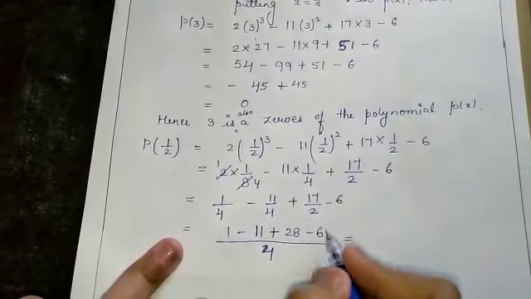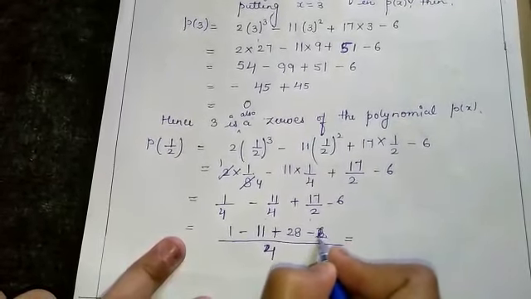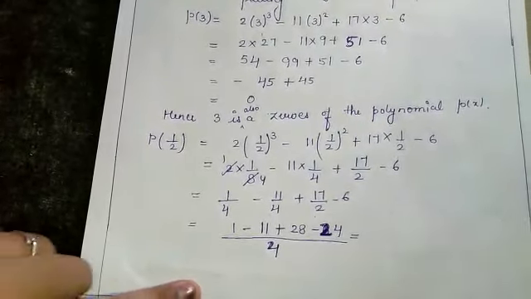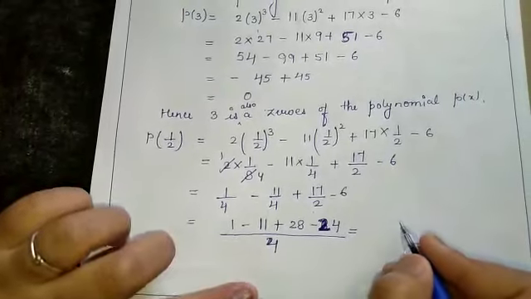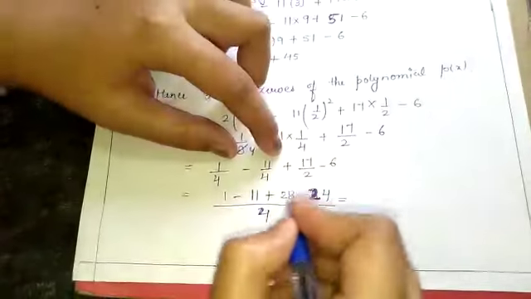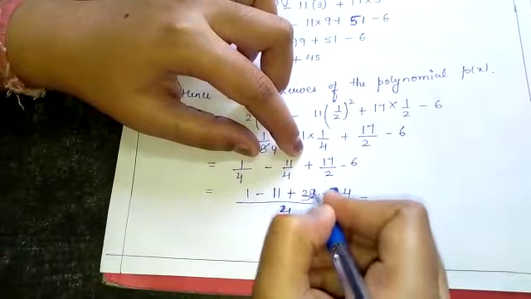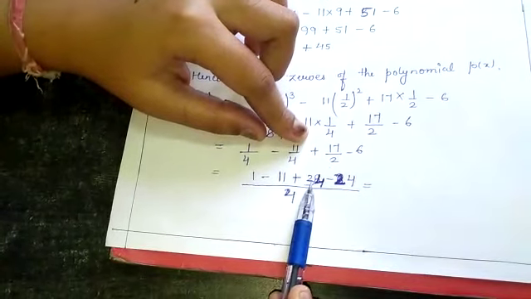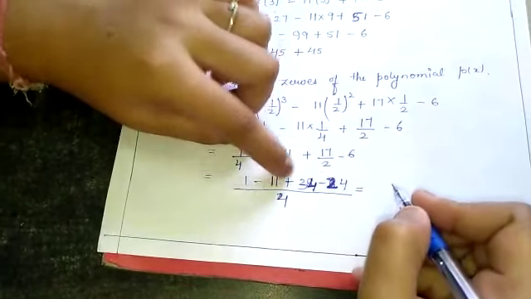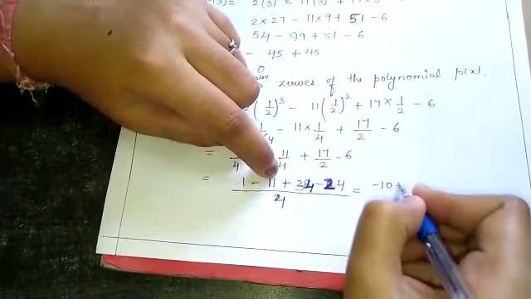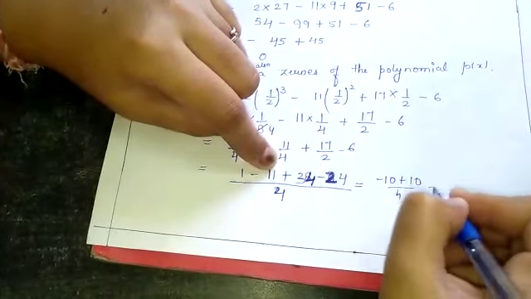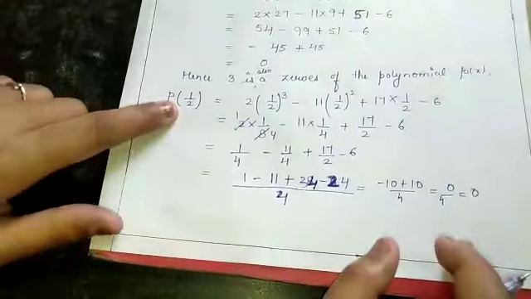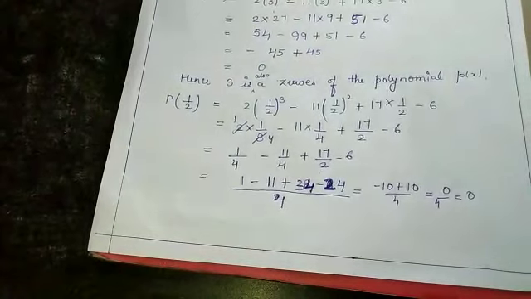Sorry, here it is 24, not 26. Sorry. Okay, now 1 minus 11 plus 34 minus 24 upon 4. So this is minus 10 plus 10 upon 4, which is 0 upon 4, and that is 0. So we can say that 1 by 2 is also a zero of the polynomial.